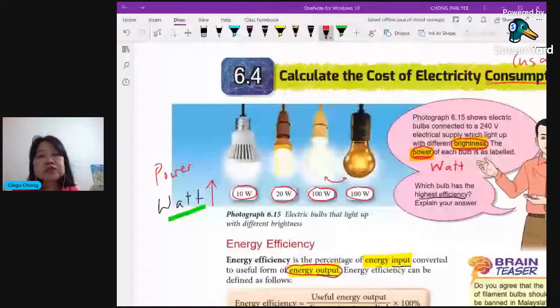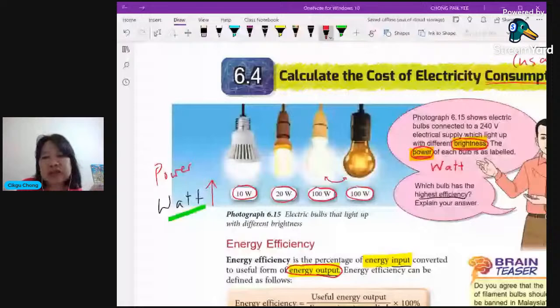Okay, now energy efficiency can be defined as this. Just look at the formula first, after I explain an example. Useful energy output, so how much of the energy given to it has been converted into useful energy? Useful is what you want. Now for example of a bulb, what you want is light. So the brightness, if it's converted into light, is considered useful. And then divided by the input. Input is what you give it, how much energy you give it, and then you times 100. You won't understand this until I give you a question. So let's look at the question.